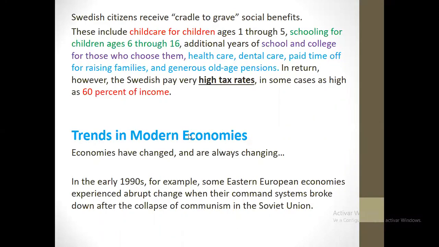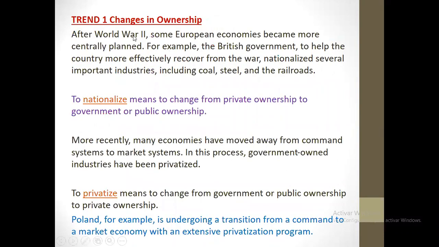The trends in a modern economy. Las tendencias en las economías modernas. Dice, economies have changed and are always changing. Las economías cambian y siempre están cambiando. At the beginning of the 1990s, for example, some Eastern European countries experienced abrupt change when their command system broke down after the collapse of communism in the Soviet Union. Now, the first trend, la primera tendencia, fue esta, el cambio de los propietarios.